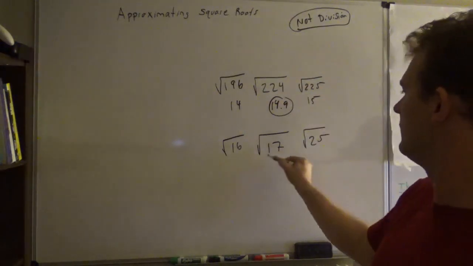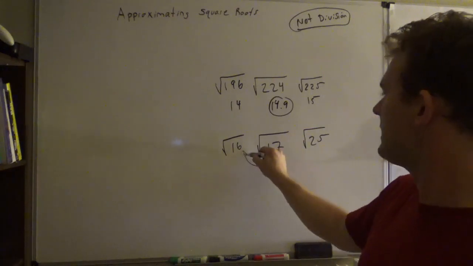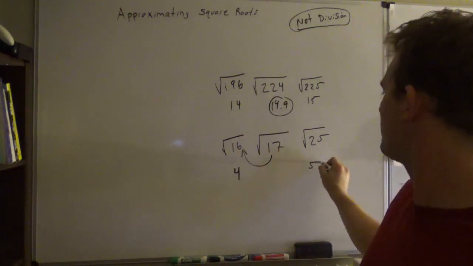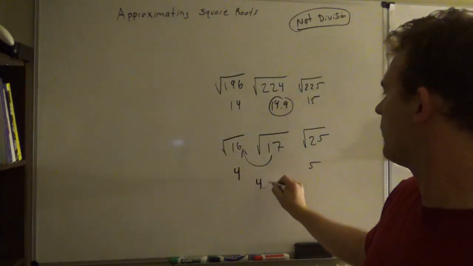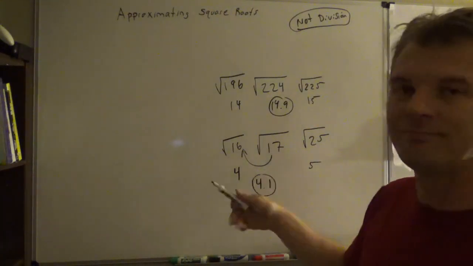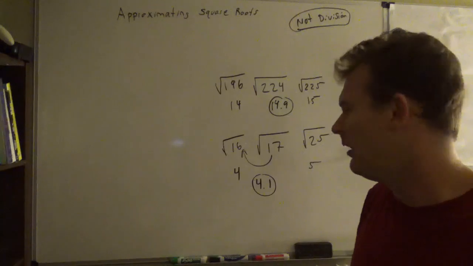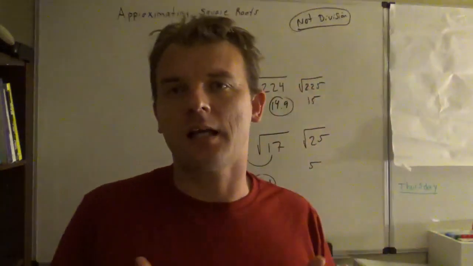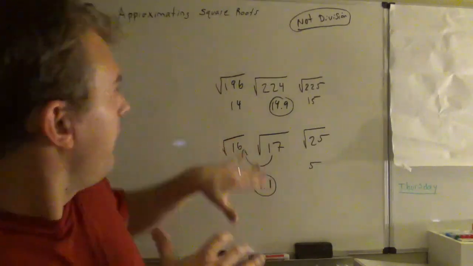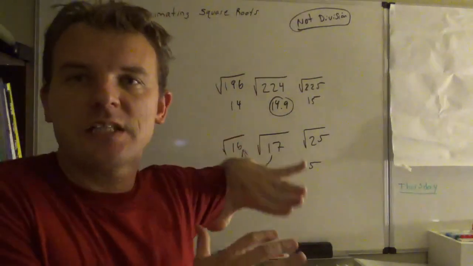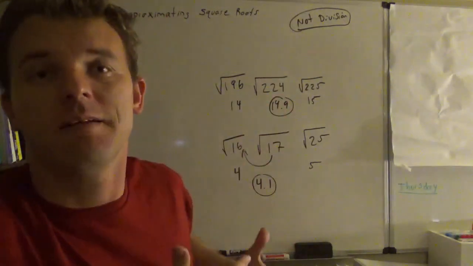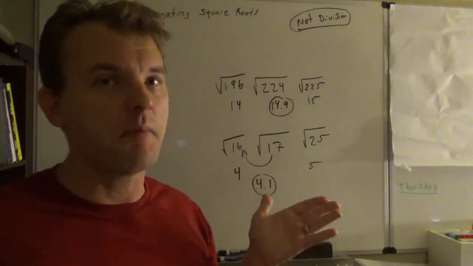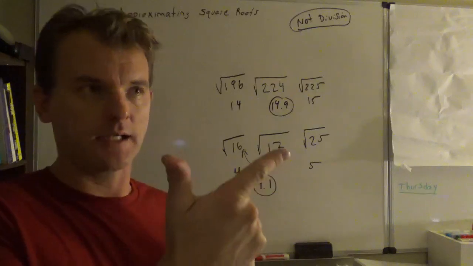What about this one? Well, 17 is much closer to 16, so this is 4 and this is 5. So around 4 point maybe 1. I'm just guessing. So hopefully this helped a little bit, because I want to show you that approximating square roots is really just taking a guess where it's at. So hopefully this helped, and watch this again. Remember, it takes time, practice, and effort.